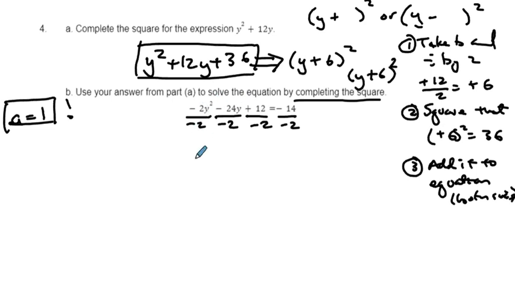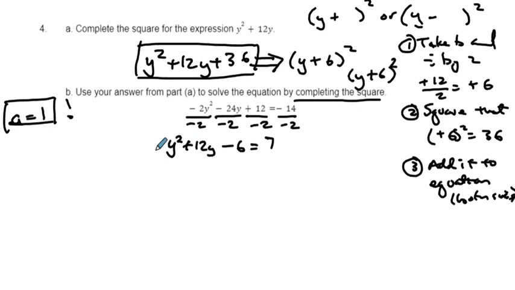So -2 divided by -2 is 1. That's what we want. We get y squared. -24 divided by -2 is positive 12y. 12 divided by -2 is -6, and then -14 divided by -2 is, no, sorry, it's positive 7. So I can work with this.